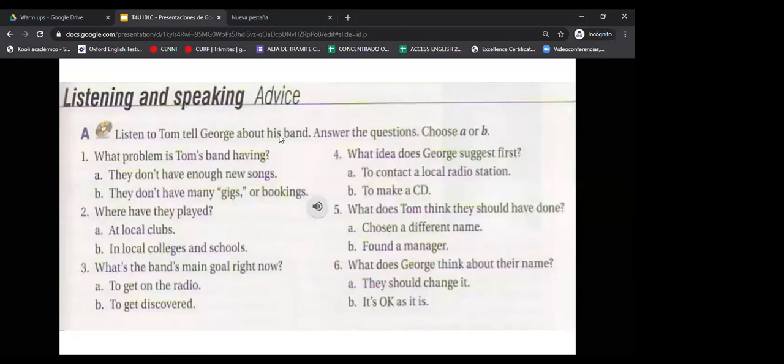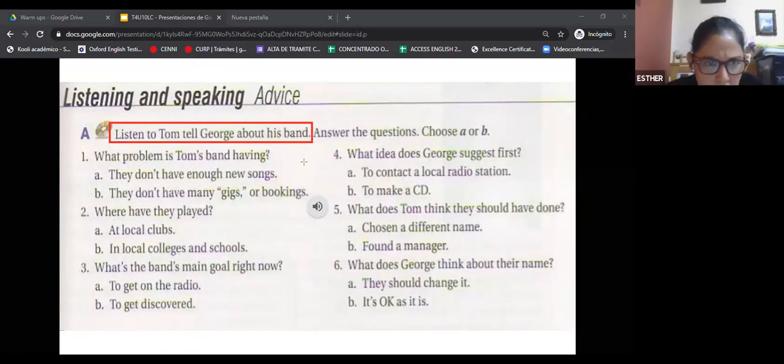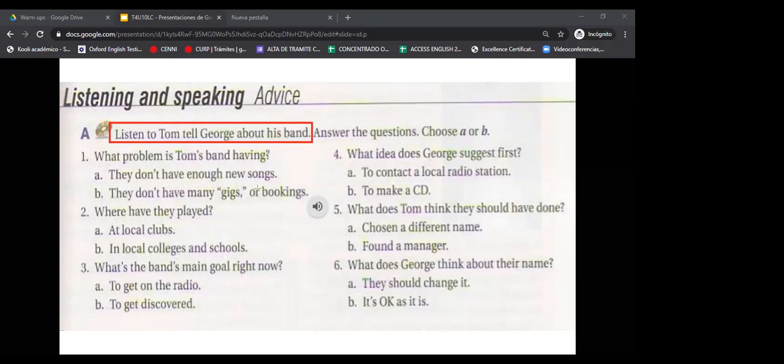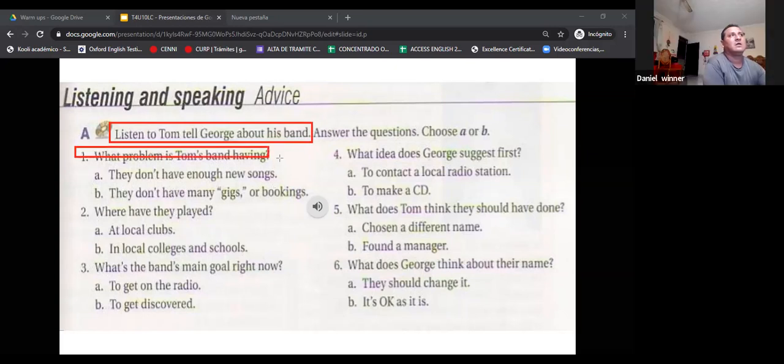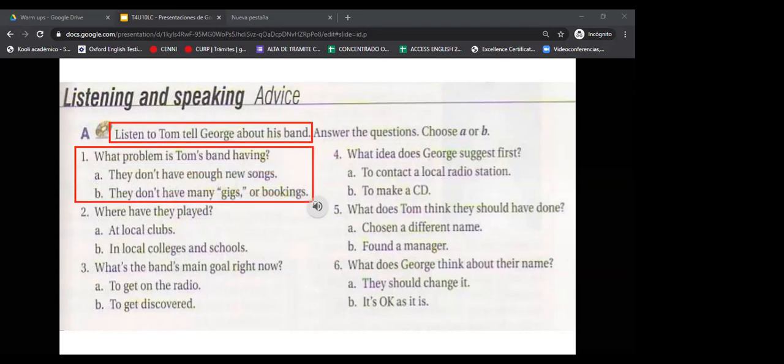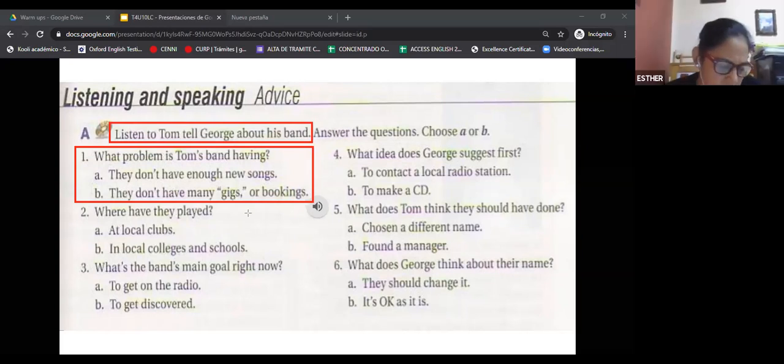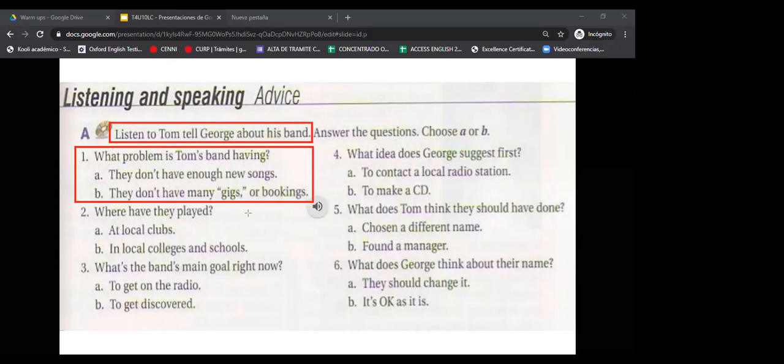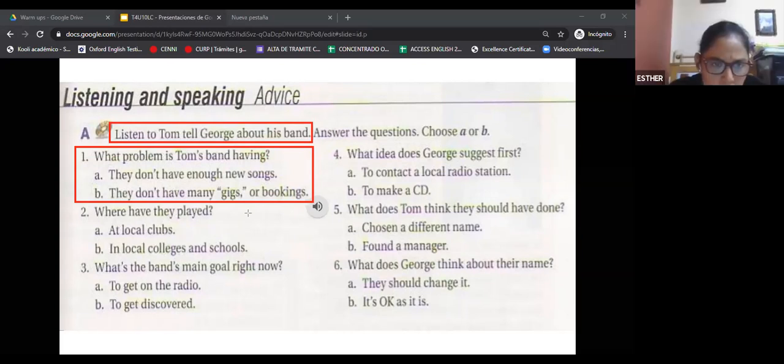Listen to Tom tell George about his band. What does George have? Guys, what does George have? Listen to Tom tell George about his band. He has a band. Yes. Number one. What problem is Tom's band having? What do you think is the band problem? Don't have enough new songs, or they don't have many gigs, or bookings, or events? Gigs, contracts? Contracts, yes. Okay.